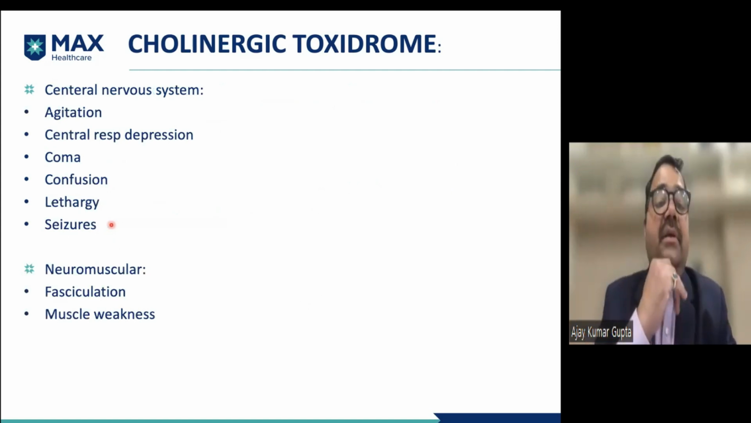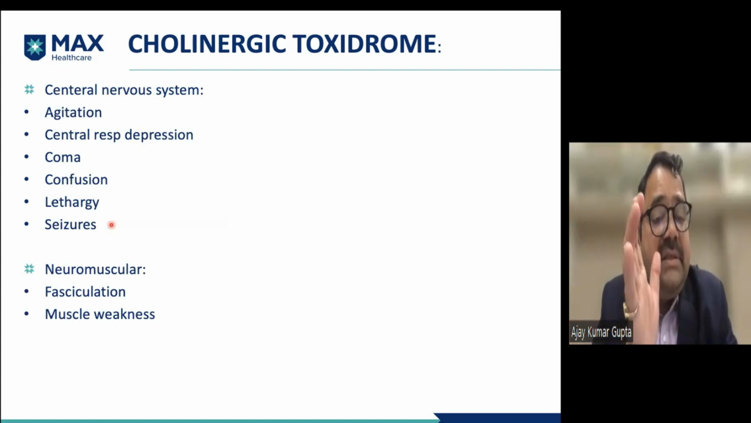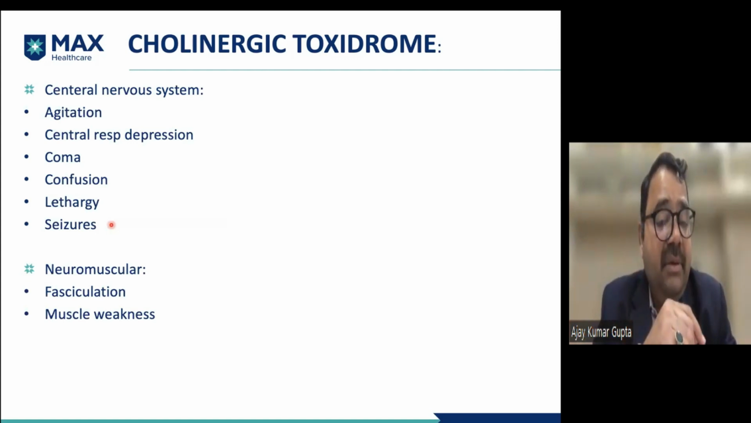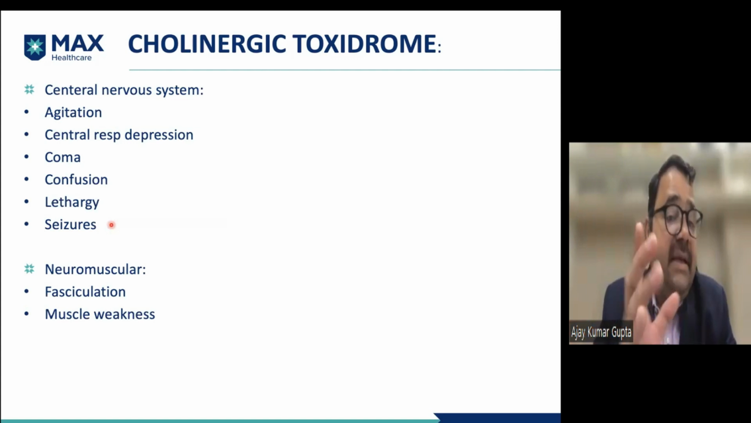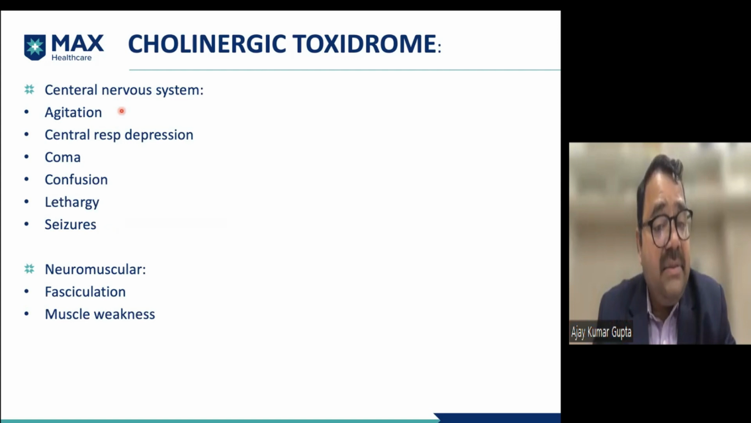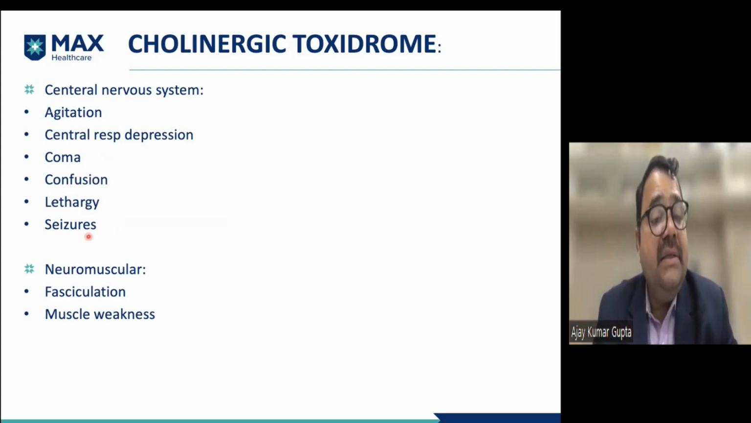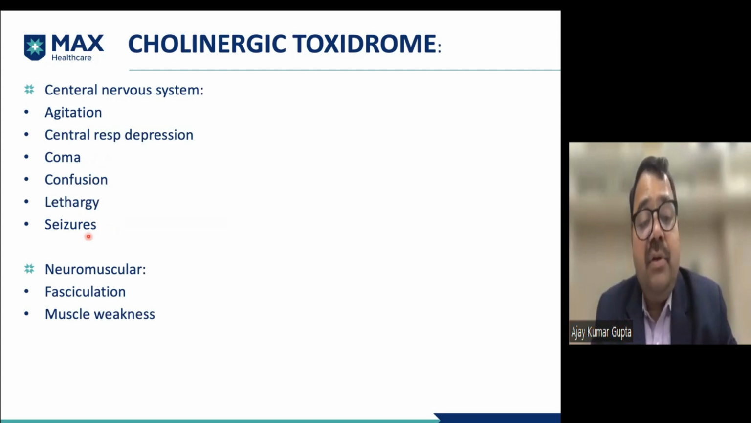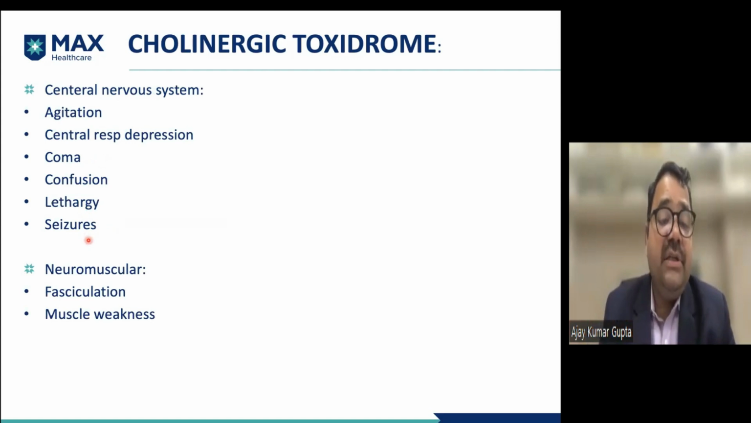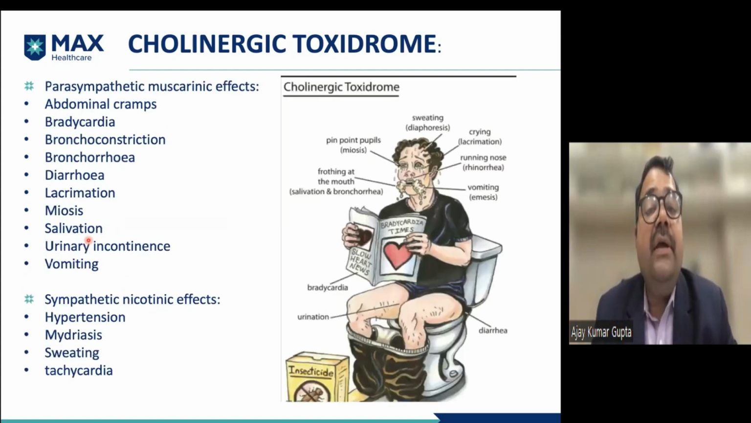And if we talk about the symptoms, central nervous system and neuromuscular system symptoms are both found. In the central nervous system involvement, there is agitation and central respiratory depression. The patient may have coma, confusion, lethargy, and seizures. And in the neuromuscular symptoms, the patient may have fasciculations and muscle weakness. So this is a typical cholinergic syndrome patient.